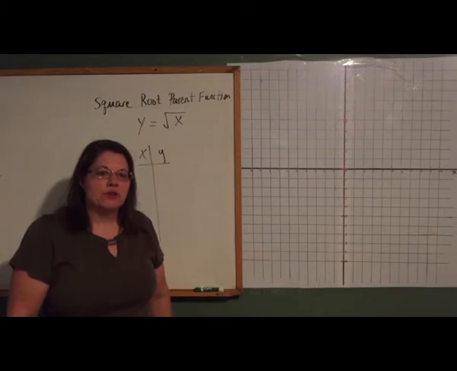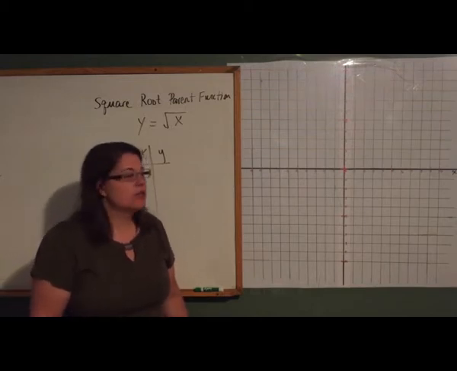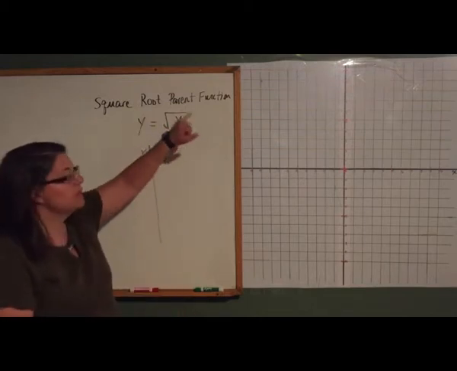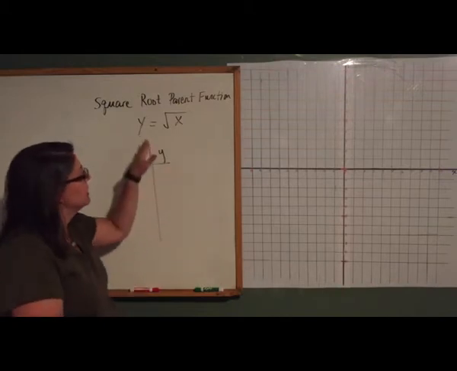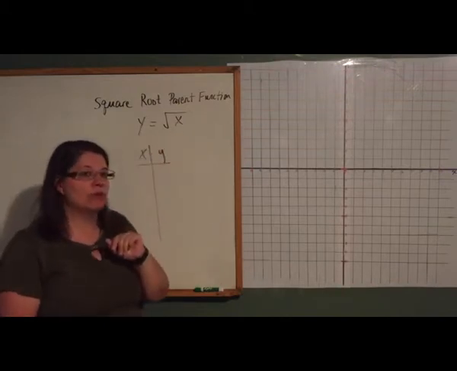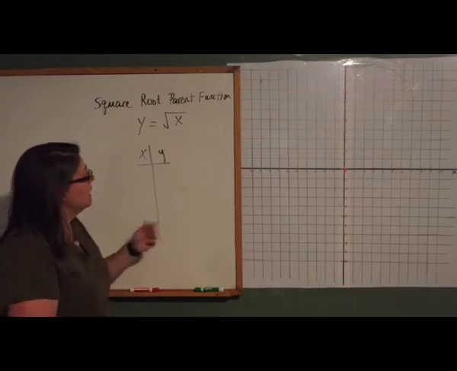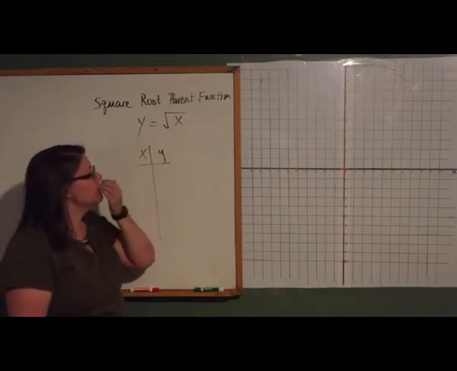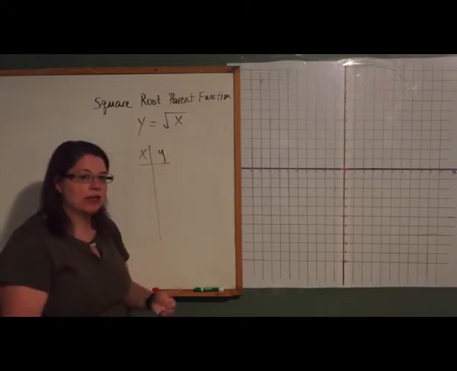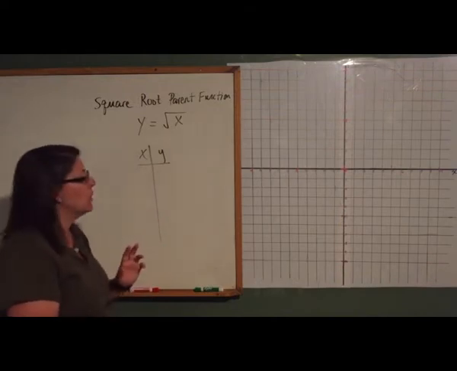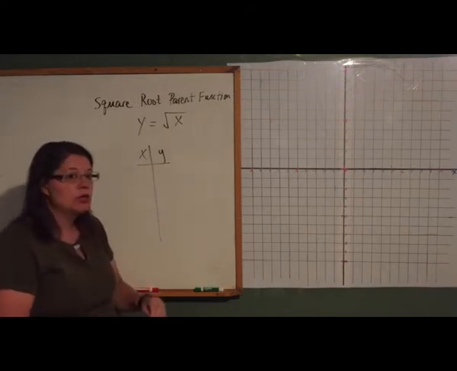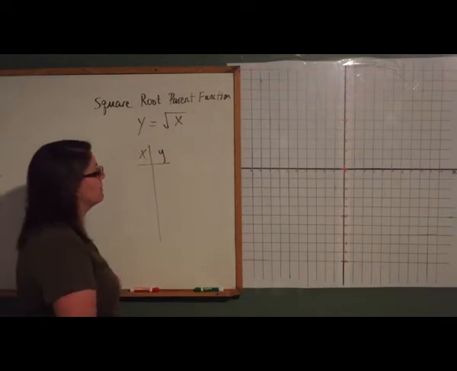The last parent function that we're going to talk about in this section is the square root parent function. And that square root parent function is y equals the square root of x. So I want to take you through finding ordered pairs that match that function, and then we'll talk about how the transformations of the square root function are going to work. And they're very similar to the ones that we've already covered in this section.